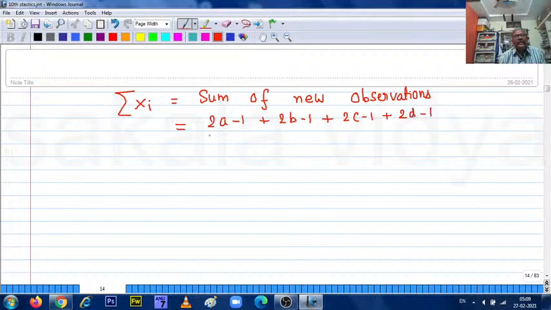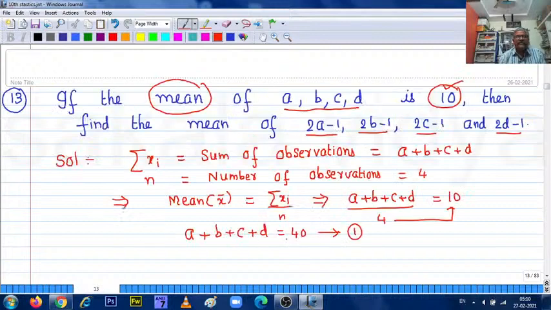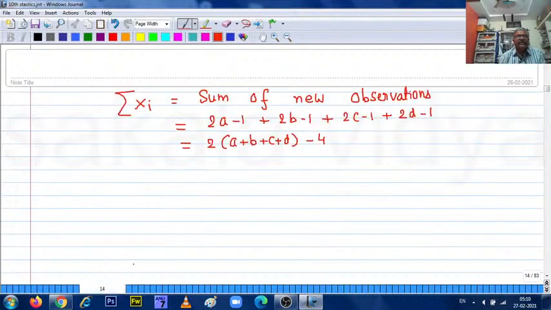See, 2a, 2b, 2c, 2d, take 2 common, you get 2 times (a + b + c + d), minus 1 minus 1 minus 1 minus 1, that is minus 4. But a + b + c + d, from equation 1, we have 40. So this value is 40. That is 2 times 40 minus 4. That is 80 minus 4. That is equal to 76.